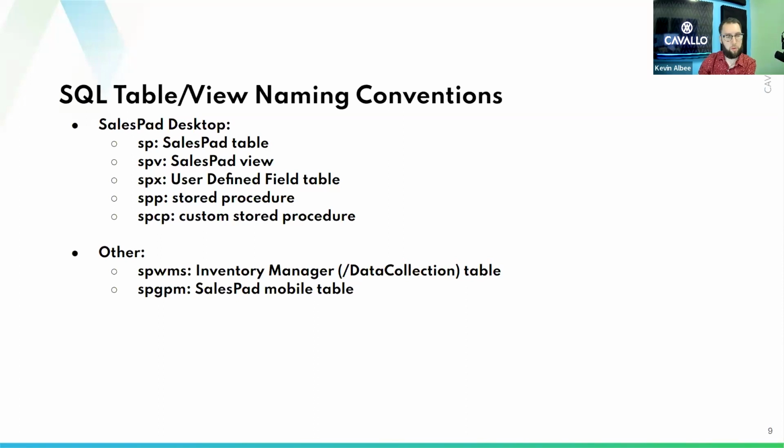SPP are base stored procedures. You want to be cautious about updating any of those because those changes get wiped out with the SalesPad desktop upgrade or other upgrades for SalesPad. SPCP are custom stored procedures, so those will be maintained after your upgrades. And then a few other ones: we've got SPWMS if you use Inventory Manager, previously known as Data Collection, or SPGPM for SalesPad Mobile.